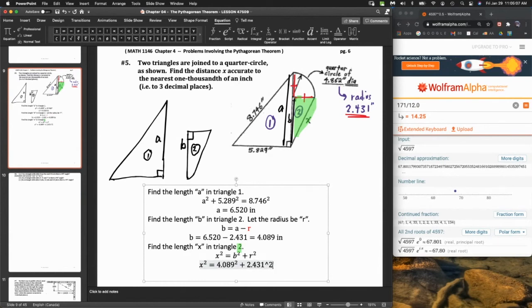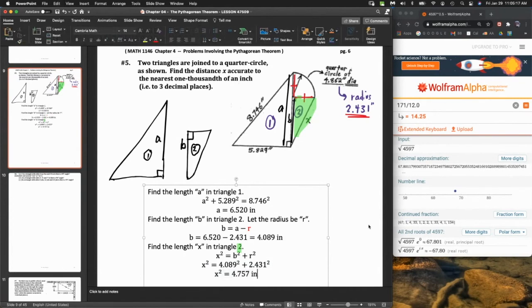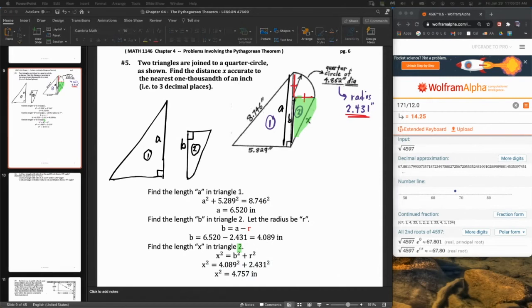Okay, so 2.431 squared. If you don't mind, I'm just going to state the answer for x here. And I got 4.757 inches. Okay, I'm going to turn off the recording now. We will take a short break.